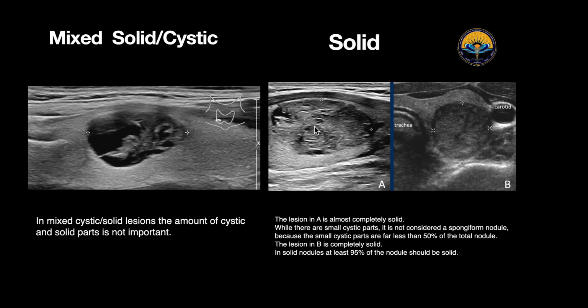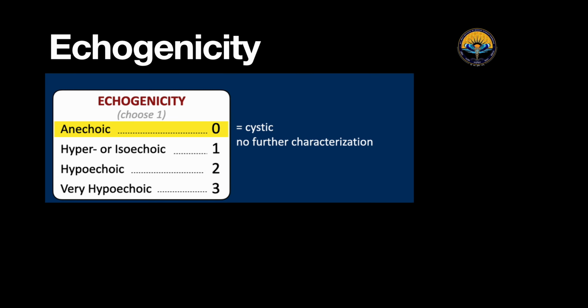So these are solid lesions, and here we give them 2 points. For a mixed solid cystic lesion, we give 1 point, and for a solid lesion, we give 2 points. So this was the first criteria, composition.